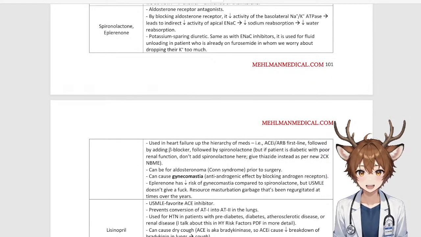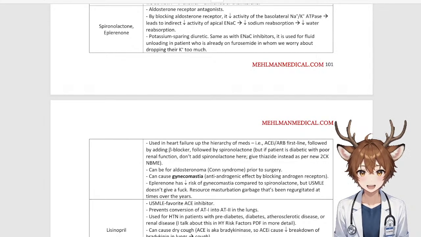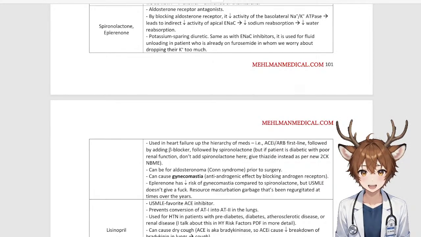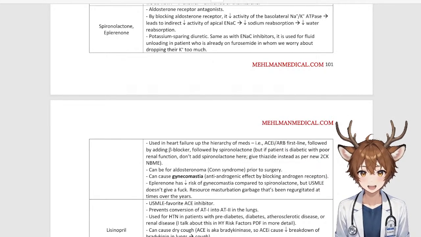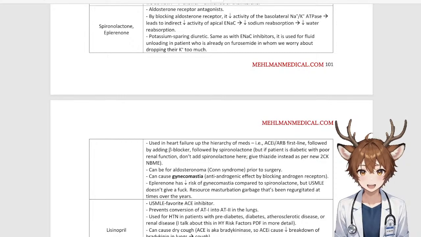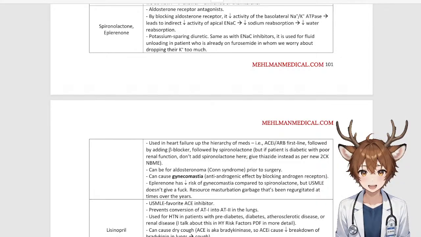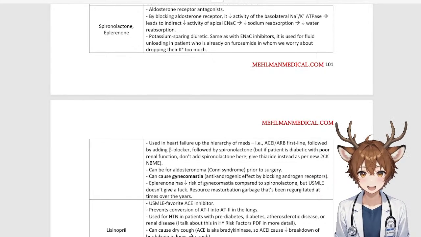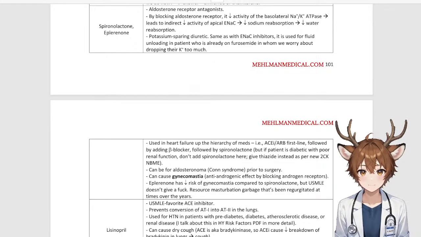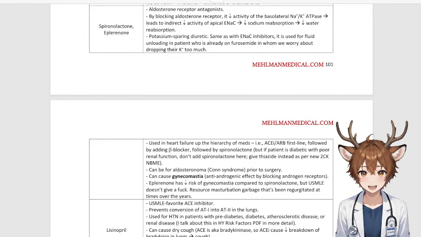What about spironolactone? Spironolactone, aldosterone receptor antagonist, spironolactone and eplerenone. These are aldosterone receptor antagonists. By blocking the aldosterone receptor, it decreases the activity of the basolateral sodium potassium ATPase, which leads to an indirect decrease in activity of the apical ENaC, leading to a decrease in sodium reabsorption and decreased water reabsorption, which is why it's a diuretic. Potassium-sparing diuretic, same with the ENaC inhibitors, it is used for fluid unloading in a patient who is already on furosemide in whom we worry about dropping their potassium too much.